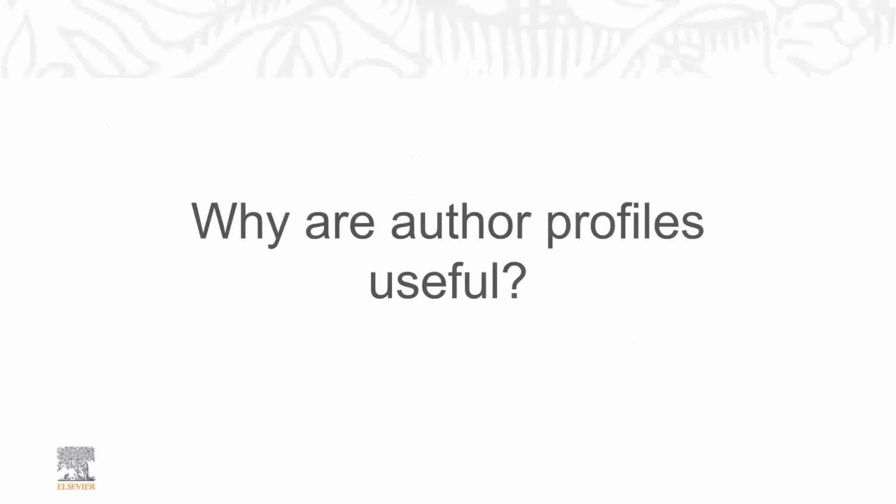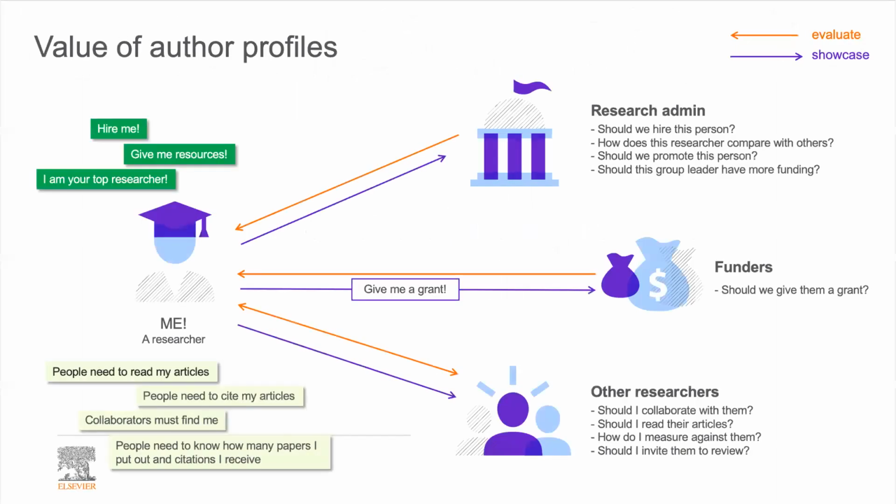So why are author profiles useful? That's the first point that we're going to talk about today. On the left-hand side, it shows here that Scopus is useful for the researcher in terms of showcasing their work. It is a way of showing the entire researcher ecosystem what you are working on, what you are publishing, and this is useful on an institutional level, for the institution to know about you, also for funding organizations to know about you, and for other researchers to know about you.